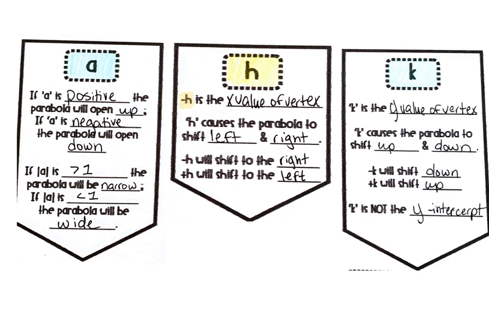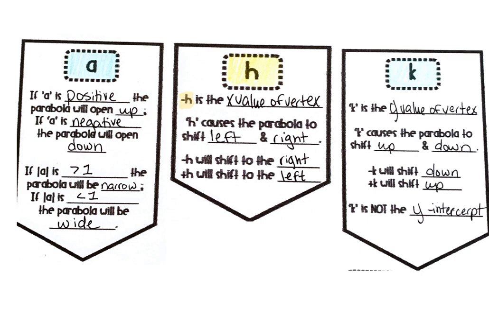K is the Y value of your vertex. You'll notice that it is not negated, so whatever the K is, that's the value you're going to use. It moves it up and down. Negative moves it down. Positive moves it up. Listen to this last statement: K is not your Y-intercept.